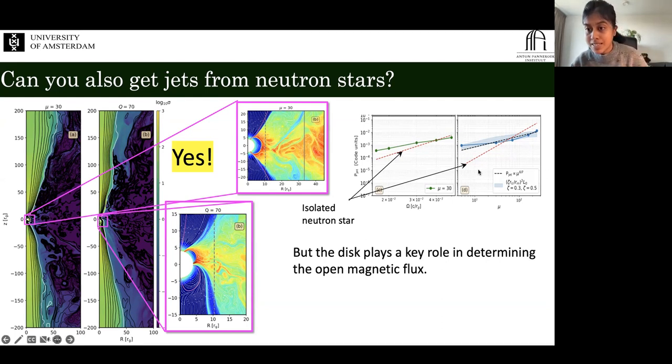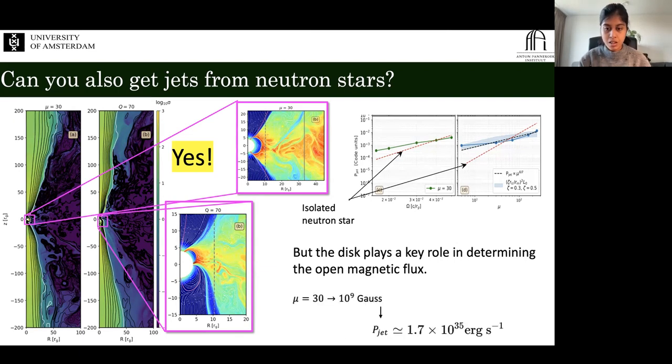And similarly, this happens as you play around with the stellar magnetic field strength as well. Initially you get an enhanced jet power compared to the isolated neutron star scaling for lower magnetic field strength. But as you go higher in stellar magnetic field strength, you get lower jet powers compared to the isolated scaling. And this is all because of the disk. So I'll come back to why this is happening in a bit.